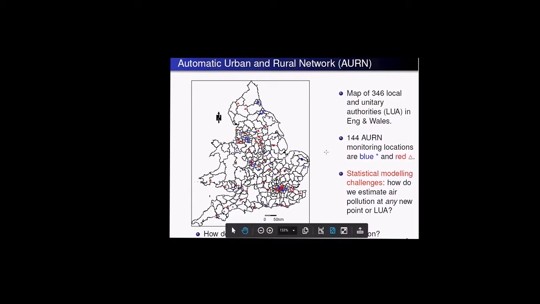The statistical modelling challenge is: how do we estimate air pollution at any new point, like a particular location here, or for a local authority, like any of these boundaries? And how do we relate health outcome data and pollution? Aggregated health outcome data may be available for these local and unitary authorities.